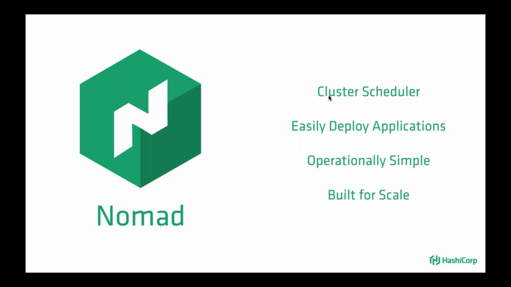And so when we think about Nomad, these are sort of the major components for it. How do we think about the domain problem as just mapping applications onto servers? How do we make this really easy for our developers? How do we make it operationally simple for our operators? And how do we build it for scale so that you don't have to architect around Nomad?